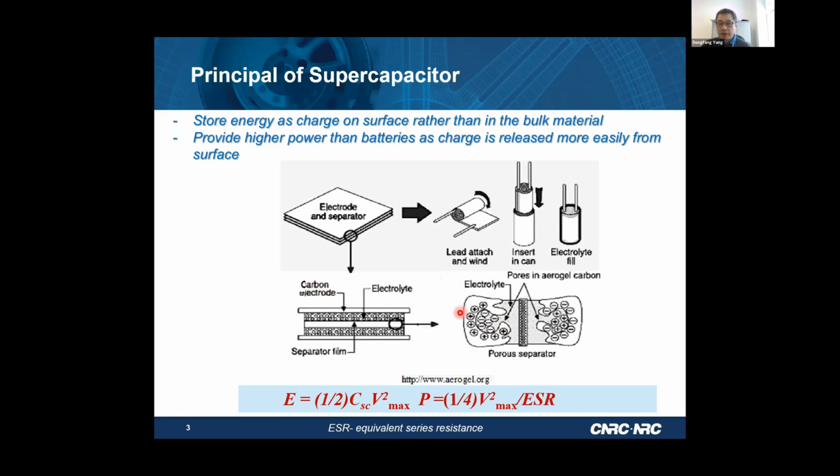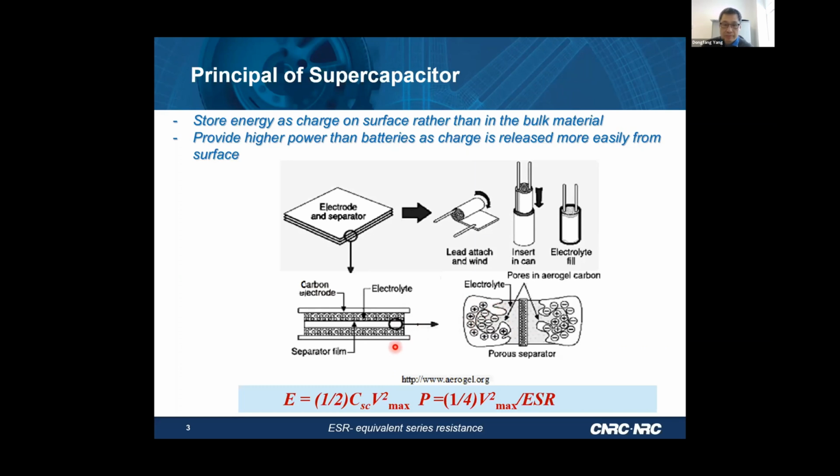So it's a very good high power device instead of an energy device. A battery is different, where the charge is stored inside the material. So it takes time for the charge to go from inside to the surface and then discharge. So a supercapacitor can discharge charge much quicker than a battery, for example, like a lithium-ion battery.